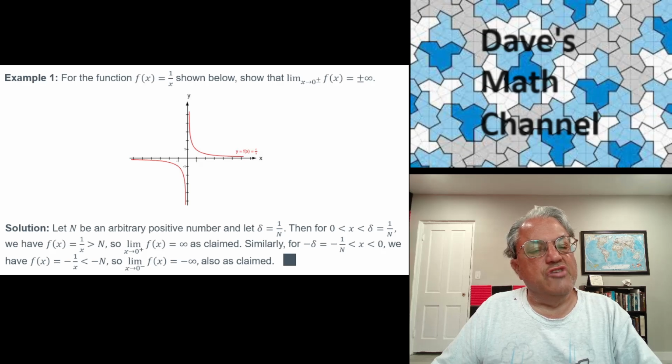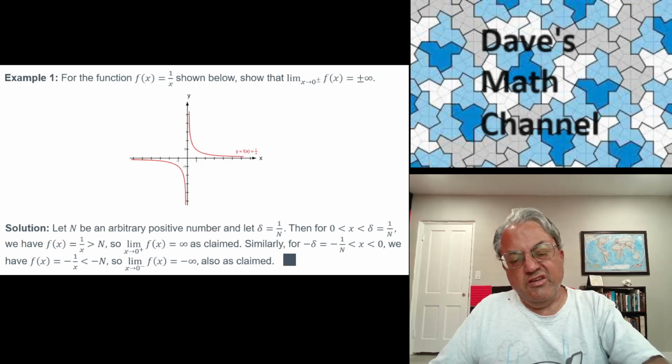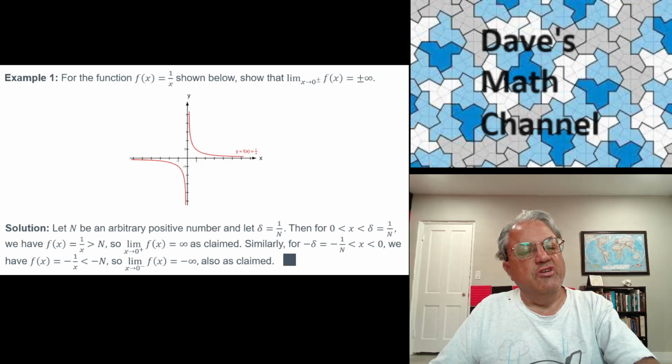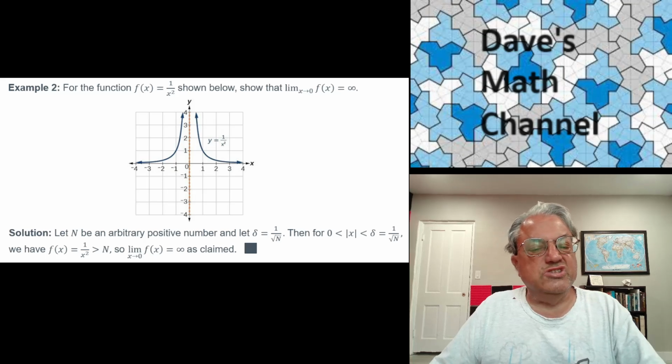And the proof for the other side, for the left-hand limit, is pretty much the same proof. It's just this time we have to show that it's less than minus n, which it is by the same token. So anyway, that's how we prove this, and that's a pretty simple example. And then this one actually has a two-sided limit. This is 1 over x squared. So this one, it doesn't matter whether we approach it from above or from below.